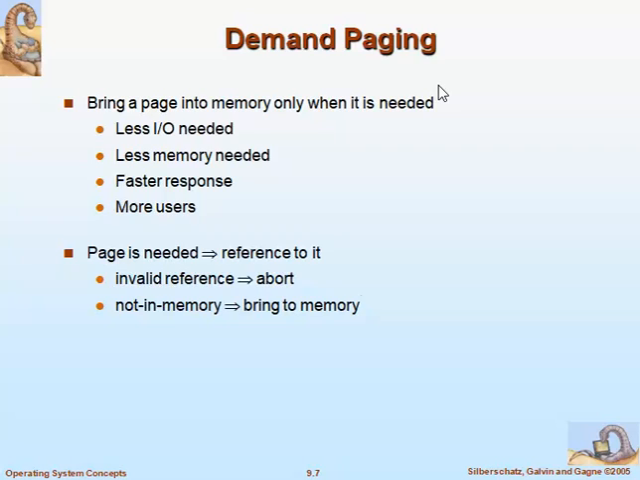And what is the other way to do it? An alternative strategy is to load pages only when they are needed. This technique is known as demand paging and is commonly used in virtual memory systems. So the idea here is we will not load the entire program. Instead, we will load the pages as and when they are needed, bringing a page into memory only when it is needed.